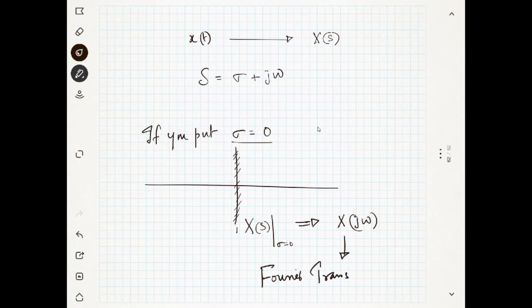So in the Fourier transform, what is the eigenfunction? In the Fourier transform, the eigenfunction is nothing but e power j omega t. Is it clear? Yes, doctor. Okay, so this is the simple way I can tell you.